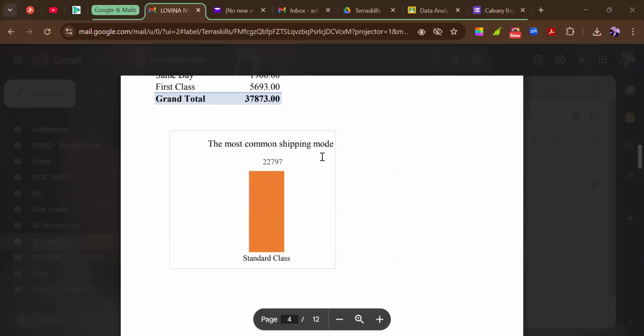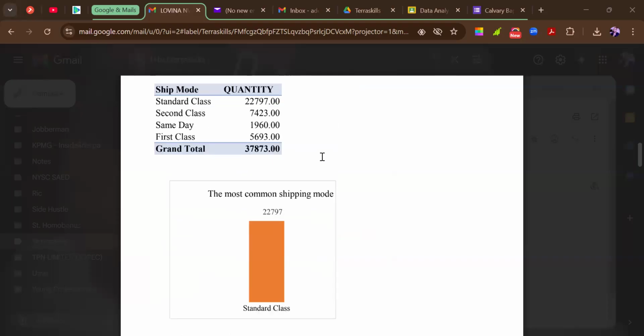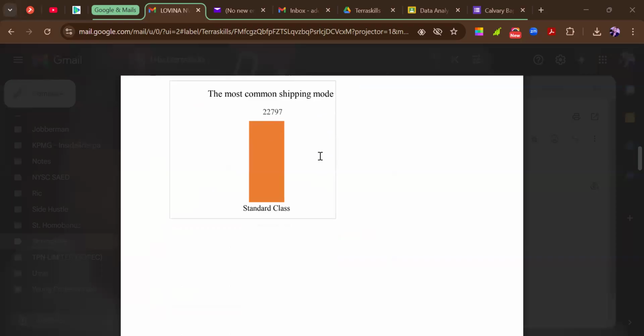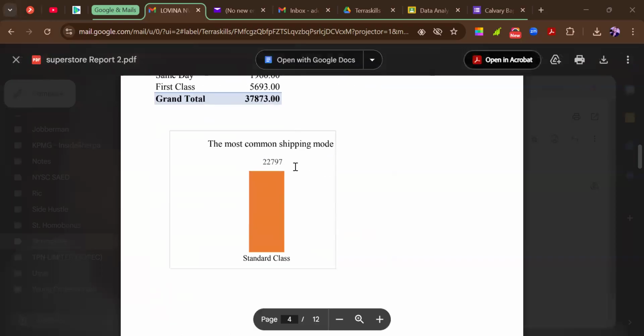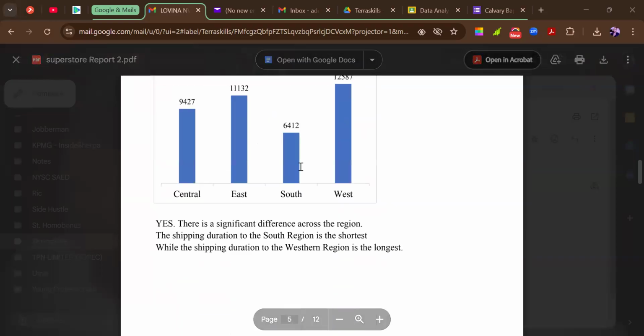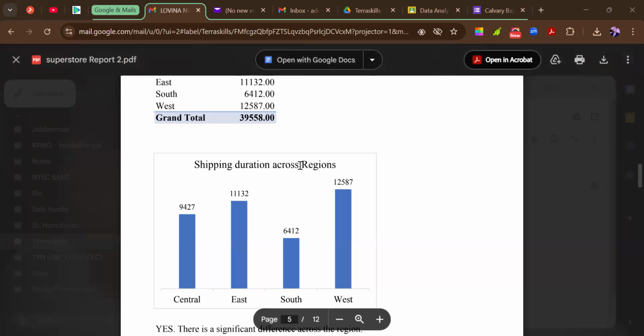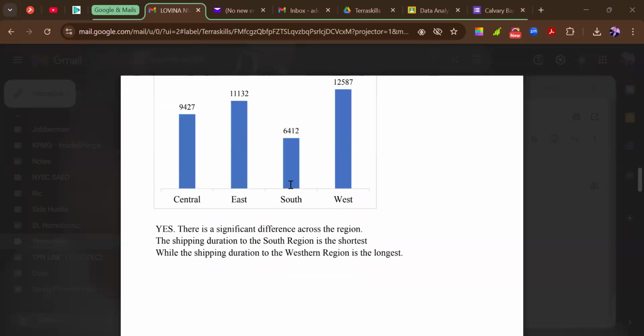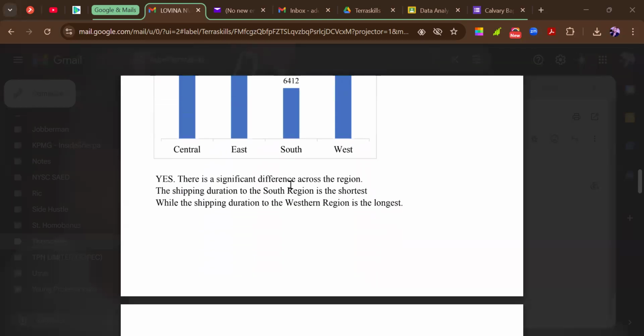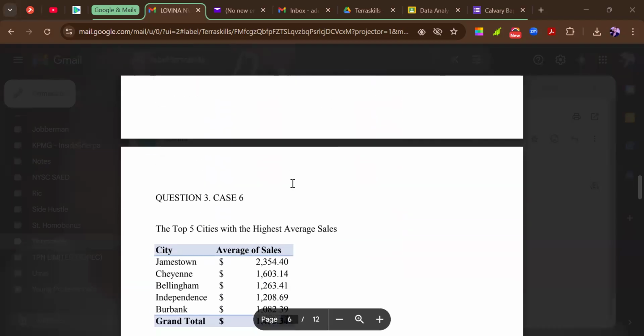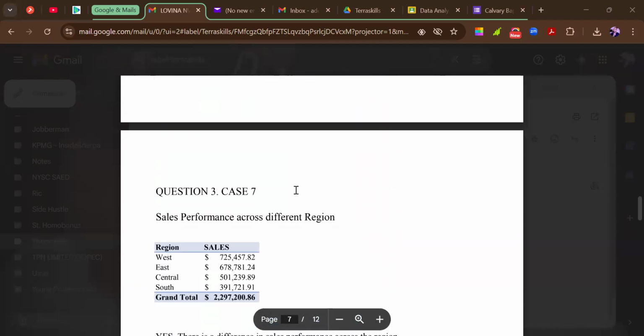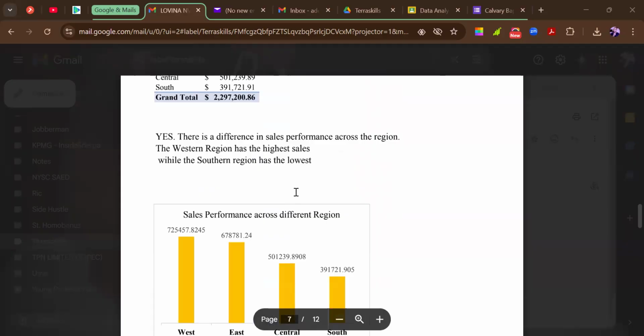And also for the shipping mode, yeah, I think this is also good. Yeah, this is good. And the shipping duration, yeah, this is also good. Very well. Very well done.